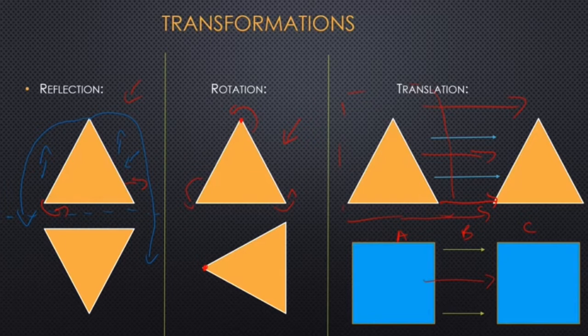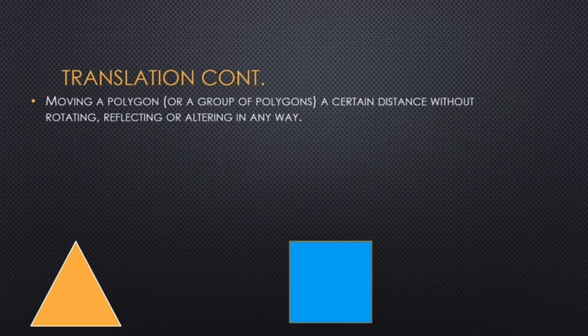Whereas with a reflection and rotation, you're not really moving it out of that same grid. It's staying where it is and just rotating or reflecting. With translation, we're able to actually move it. So what does that actually mean? Well, just take a look at our translation one more time.